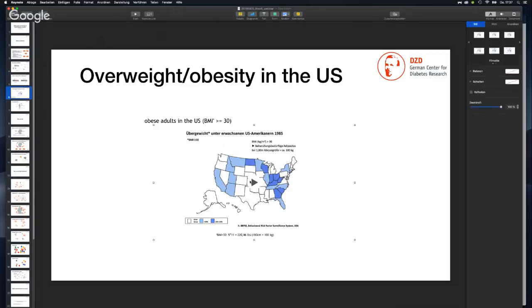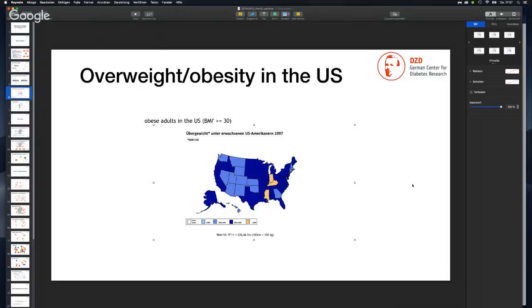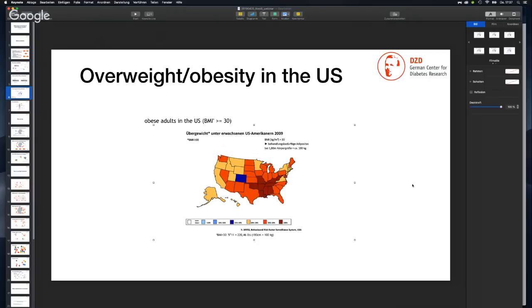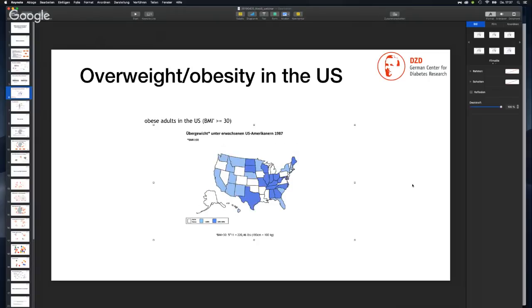This chart shows you the distribution of obese and overweight people in the US between the 1980s and 2009. You can already see that the legend had to be adapted for it. So we have a lot of obese people, which is mainly the cause because diabetes comes with it.